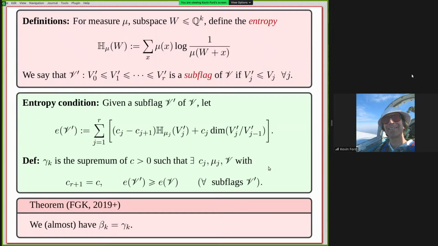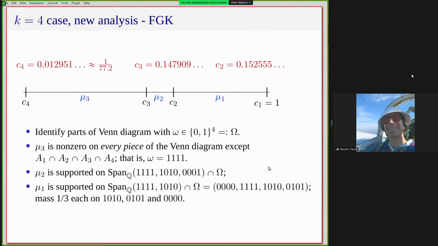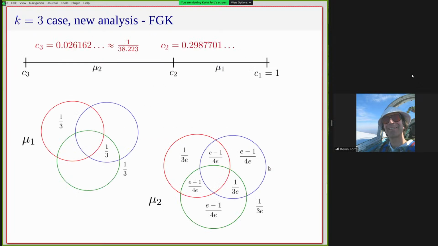Back to where we were. So this is the new analysis. In the case k equals 3, there's essentially, up to isomorphism, only one flag to consider. So the optimization is very easy. Given a flag, which means essentially given how many of these mu's there are and what their support should be, we have a relatively straightforward procedure for optimizing the constants and the measures. That involves some ideas from linear programming.